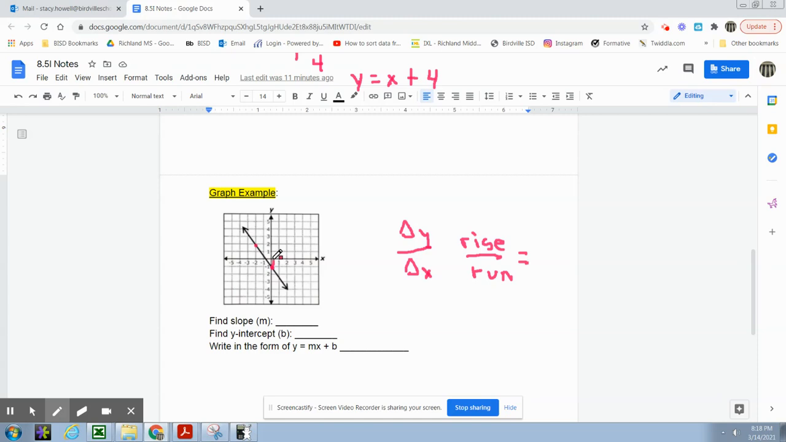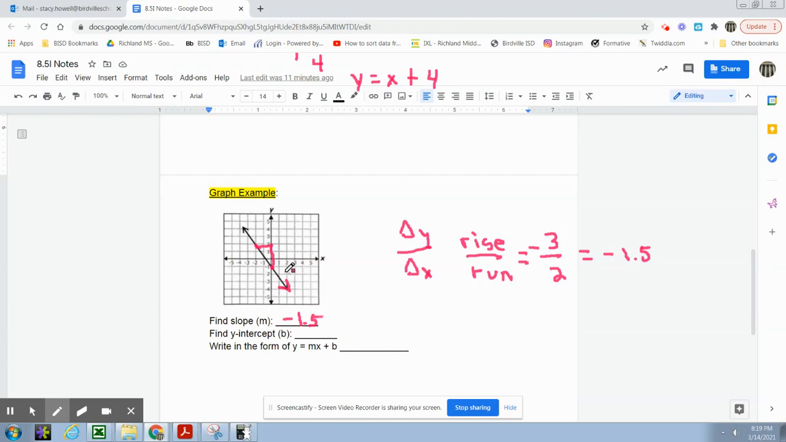We're going to rise 1, 2, 3. And we're going to run 1, 2. This is going down, so we know it is a negative 3 over 2, which if we turn that into a decimal by dividing negative 3 over 2, we're going to get a negative 1.5. So we know our slope is negative 1.5.